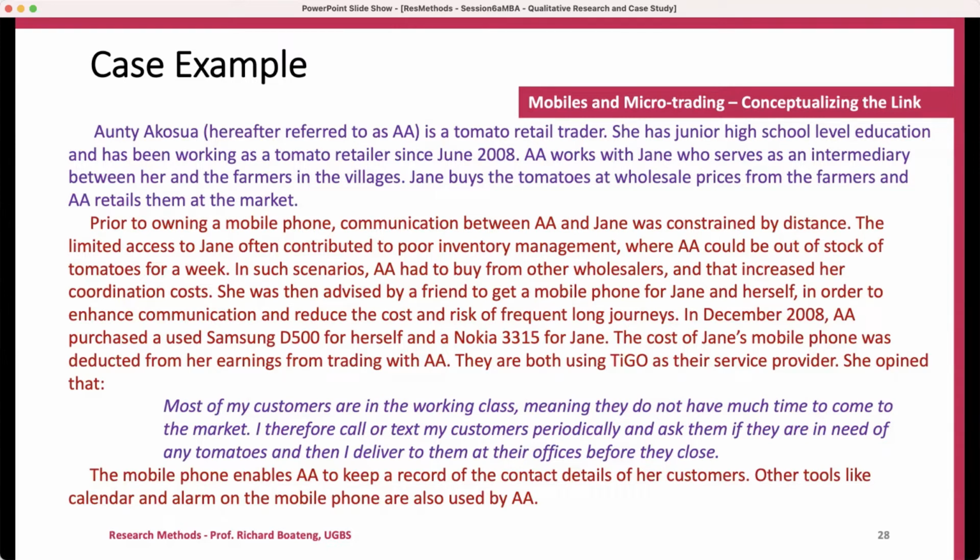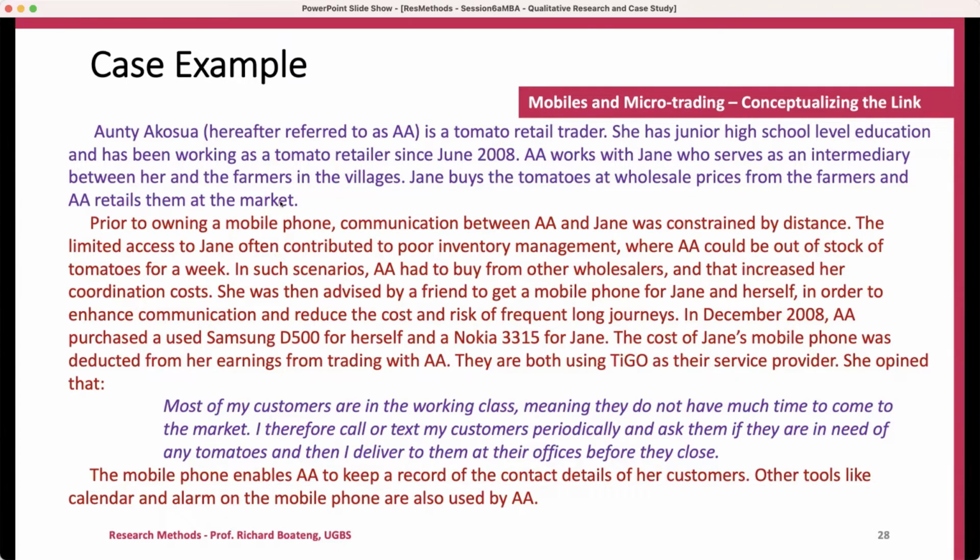Every sentence has a meaning. That's one thing you have to know about a case. Every sentence has a meaning. Akosia works with Jane, who serves as an intermediary between her and the farmers in the villages. So that means there's a structure in the business. There are suppliers who supply to the woman. Jane buys the tomatoes at wholesale prices from the farmers, and Akosia retails them on the market.